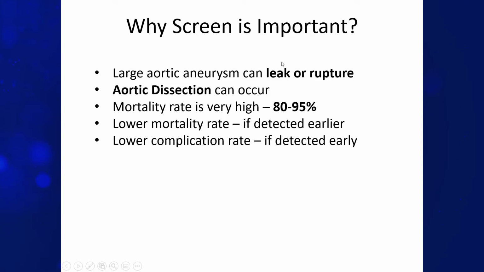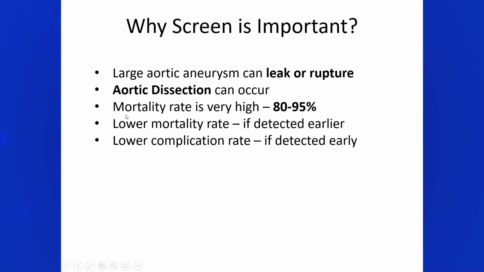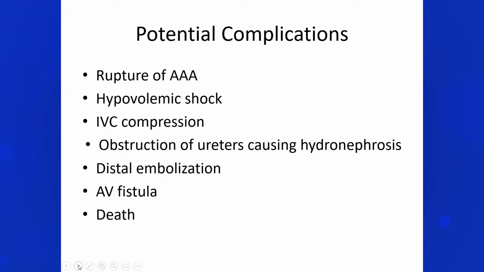The screen is important because a large aortic aneurysm can rupture or leak, and of course dissection can also occur at the same time. I have some images I'll show you that will help you understand that process. And of course the mortality rate is very, very high, so you definitely want to intervene before they rupture or leak, as the complication rates are also much higher.